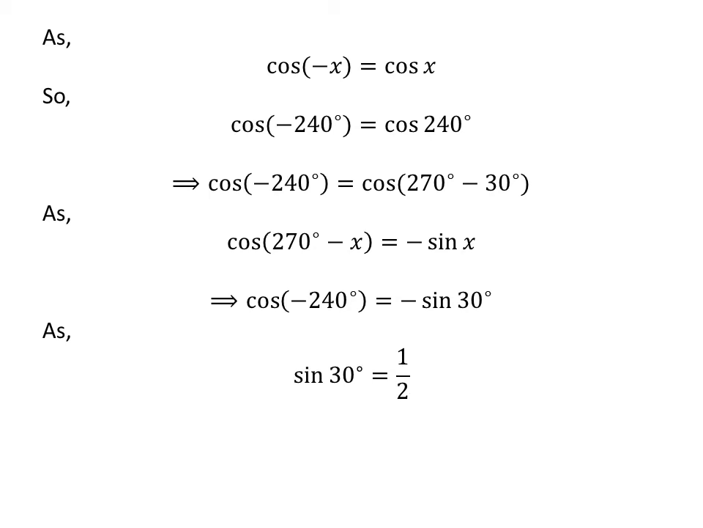We know the value of sine of 30 degree is equal to half. So we get the value of cosine of minus 240 degree is equal to minus half.